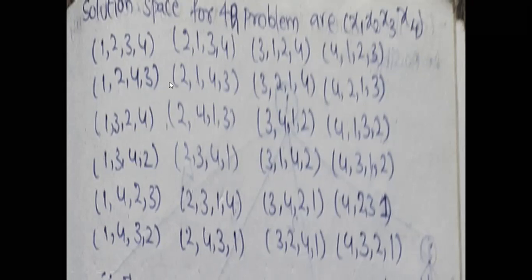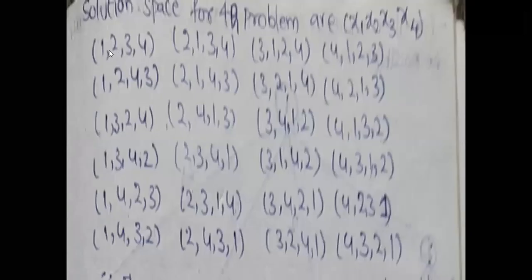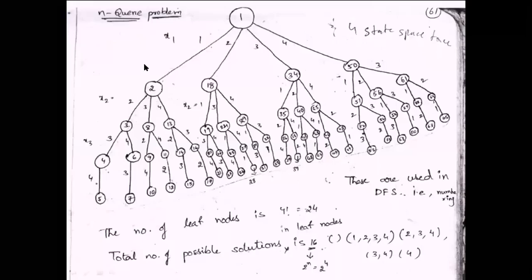These 24 solution spaces are represented by a solution space tree. In the next slide, this represents the solution space tree. It has totally 24 leaf nodes. From the root node to a leaf node, it represents one solution tuple. For example, 1 2 3 4 means x1 equal to 1, x2 equal to 2, x3 equal to 3, x4 equal to 4.